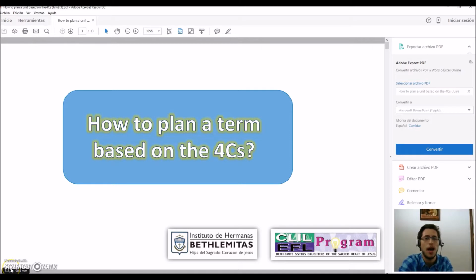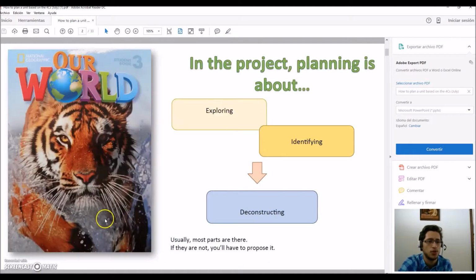And I'm going to show you how page by page I found the 4 C's, and I created a map based on this. So remember that planning based on the 4 C's is about exploring. It's about taking the book and go through it page by page, and also identifying. As you go through the book, as you go through the units, remember to find the 4 C's there. Usually, and especially in these NatGeo materials, the 4 C's are there and they are easy to find.